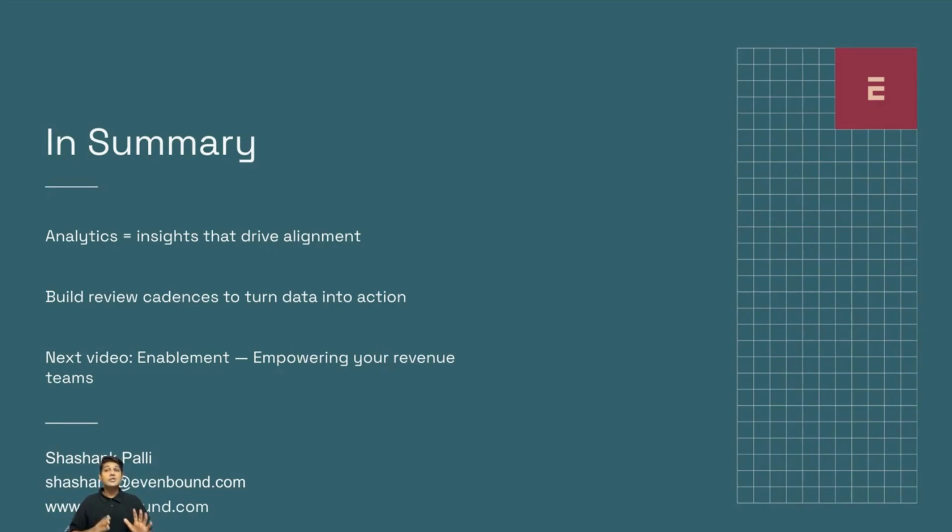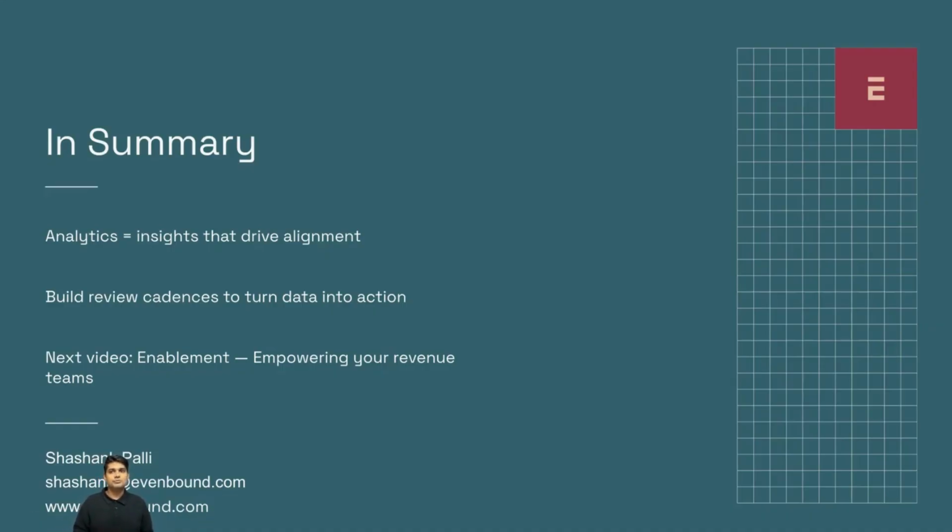All right, here's what I want you to do this week. Action number one: define your top 10 revenue metrics. Don't try to track 50 things at once. Pick the 10 that matter the most. Maybe it's pipeline coverage, maybe it's win rate, average deal size, sales cycle length, forecast accuracy, customer retention, expansion rate, activity levels, or maybe a few others. Write them down and get alignment on them with all of your teams.